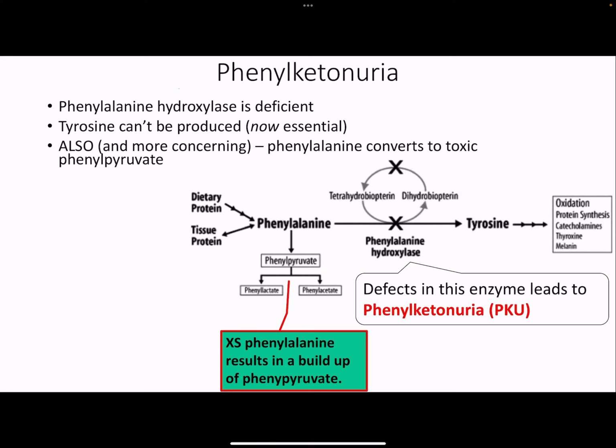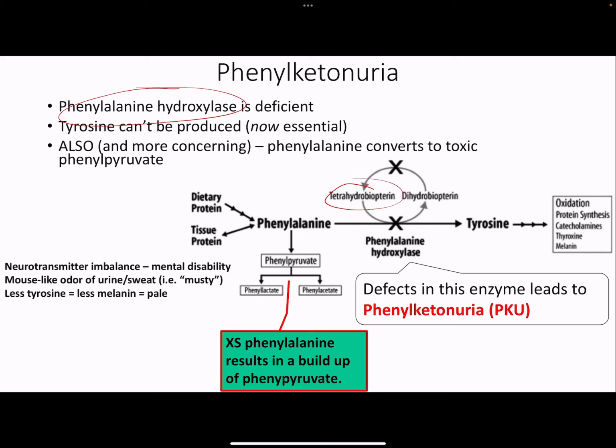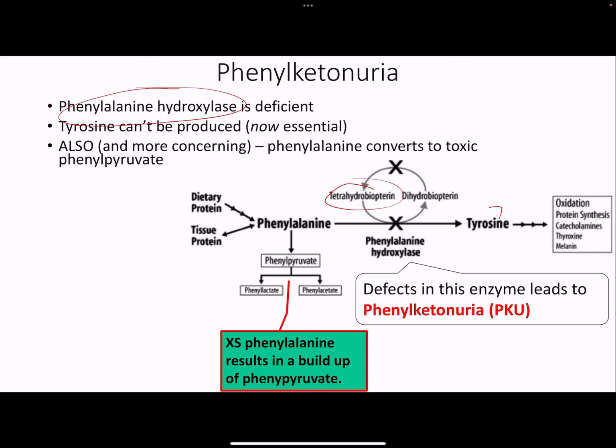Phenylketonuria: phenylalanine hydroxylase deficient. You technically could also have a deficiency of the BH4 cofactor. And so, one, you can't make tyrosine. So we said tyrosine was pseudo-essential, so that's not super hard. Just eat a bunch of food with tyrosine, right? So that can be fixed. The bigger problem is that phenylalanine, if it can't go forward, goes to the side reaction, makes phenylpyruvate, which is toxic.